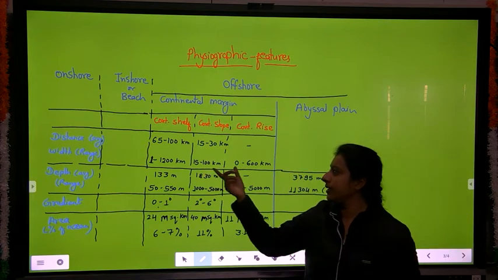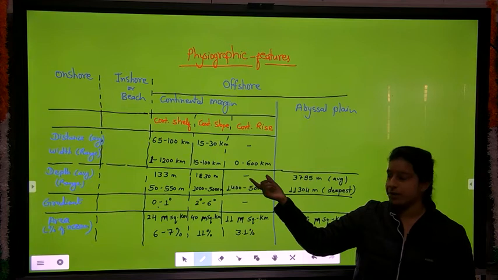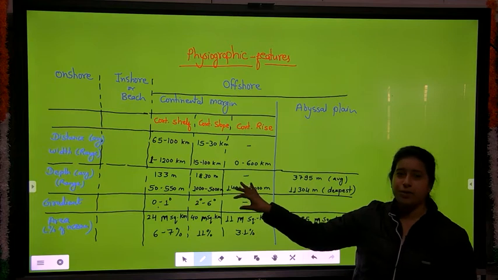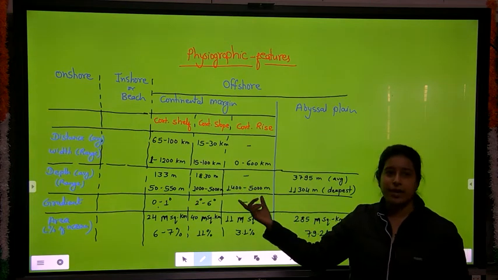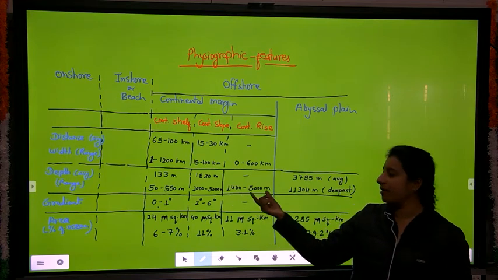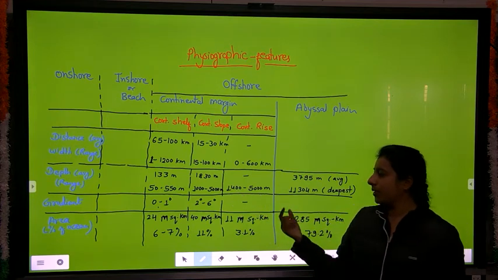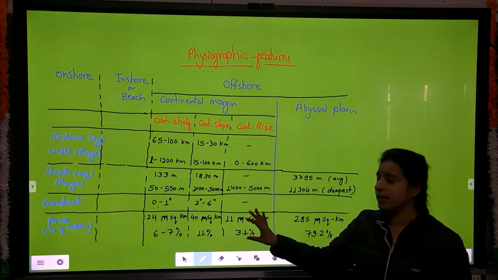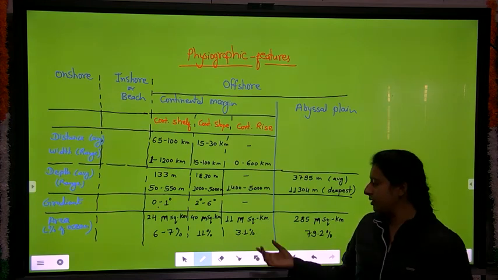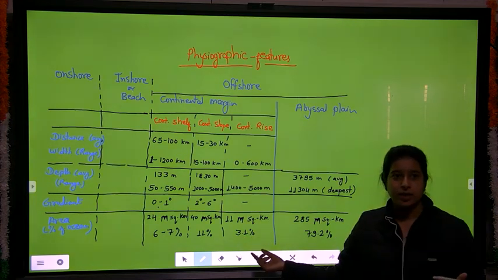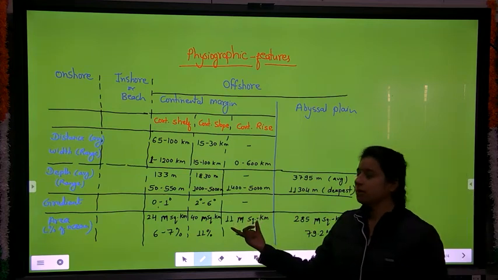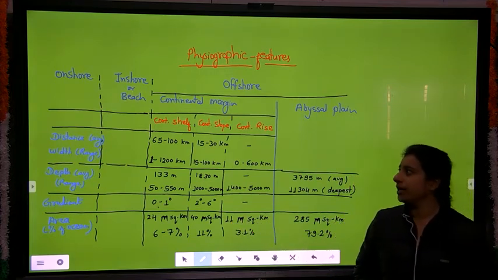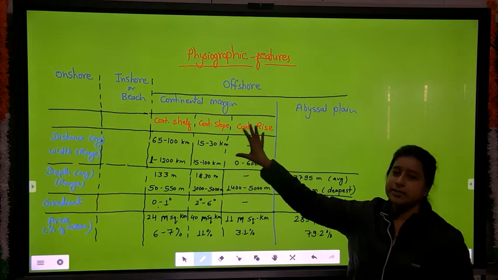The width of the continental rise is about 0 to 600 kilometers, and its depth is about 1400 to 5000 meters. I am talking about its range. It may vary between these values. The lowest value is 1400 meters, and the highest value is 5000 meters. And in terms of area, it covers 3.1% of the ocean, and in numbers, that is 11 million square kilometers. Okay, so up to here we have talked about what the continental margin is.